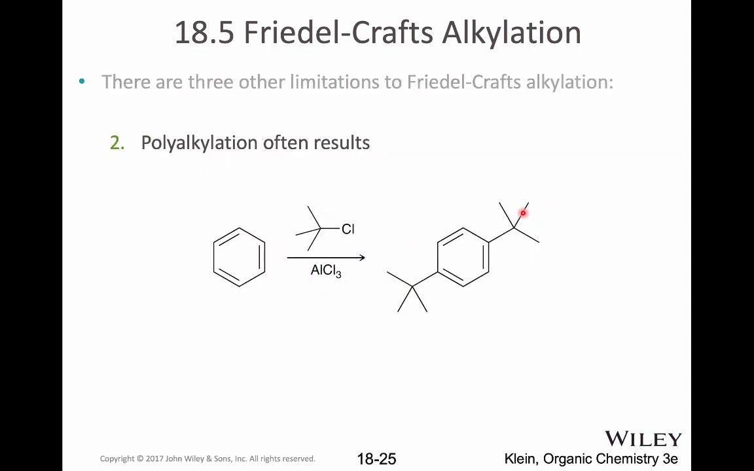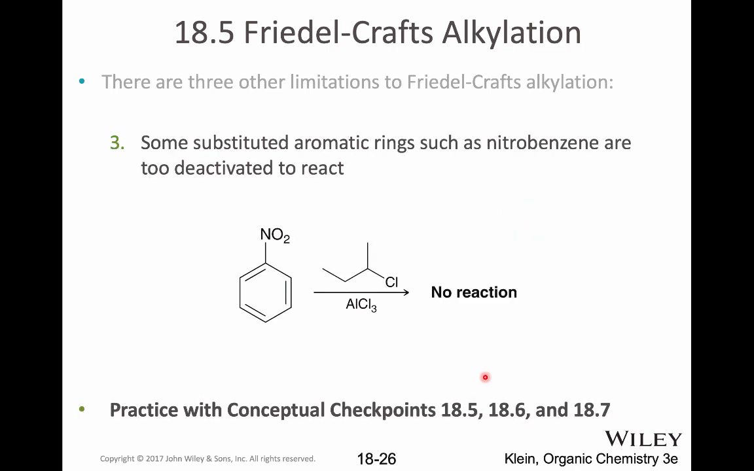Because, and we'll go over this, the first group actually makes the monosubstituted alkylated aromatic ring much more reactive than benzene. So a lot of times you get polyalkylation. That means you add more than one alkyl group onto the aromatic ring. And also, some groups will shut down the Friedel-Crafts alkylation. So if I put something like a strong electron withdrawing group, I won't be able to do the reaction.